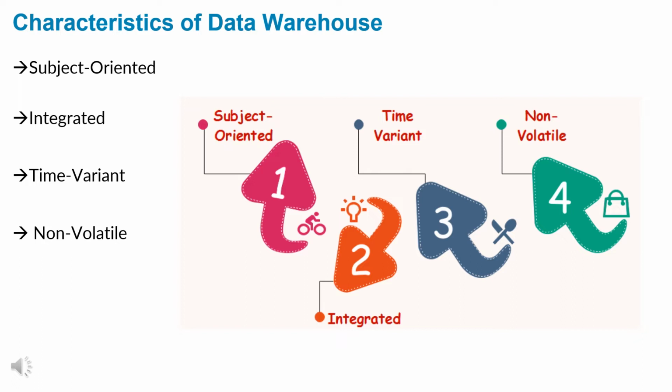Next is time variant. Data are stored to provide information from a historic perspective. Every key structure in the data warehouse contains either implicitly or explicitly a time element.